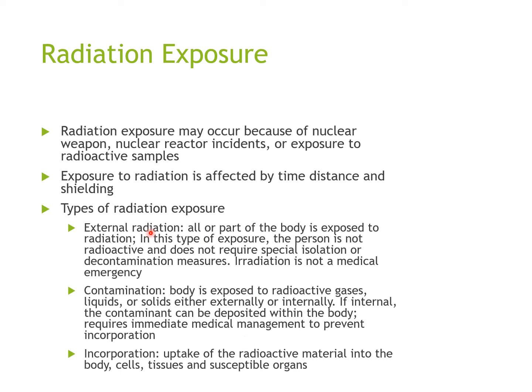All right. So for external radiation, all or part of the body is exposed to radiation. The person is not radioactive and does not require special isolation or decontamination measures. In contamination, this is how they categorize the different types of radiation. For contamination, the body is exposed to radioactive gases, liquids or solids, either externally or internally. If it's internal, the contaminant can be deposited within the body, which requires immediate medical management to prevent incorporation. So the worst thing you want to prevent is incorporation.